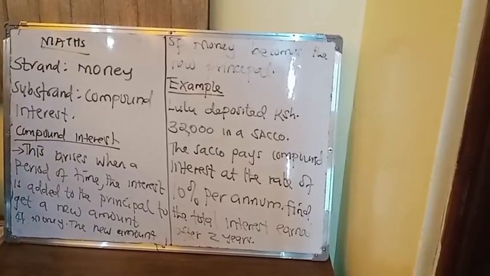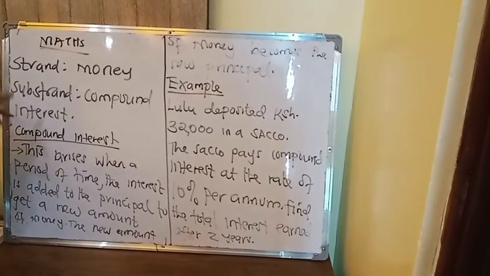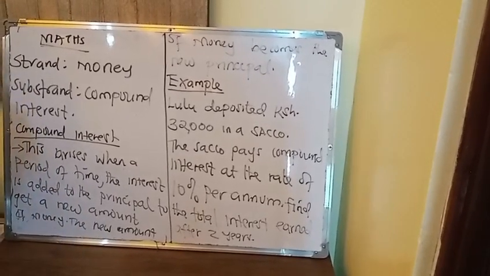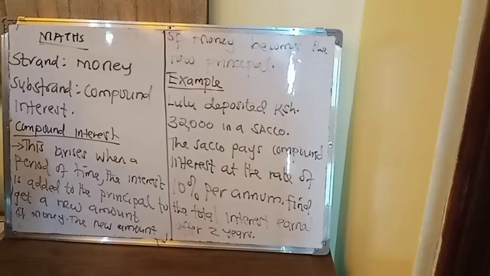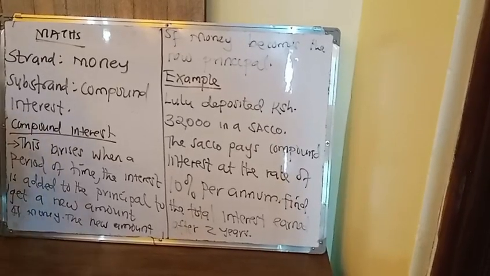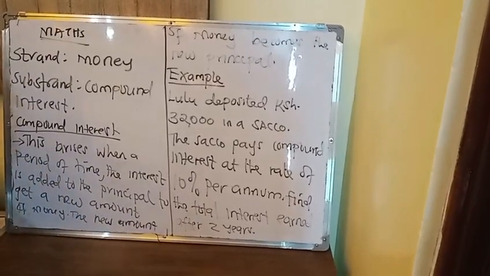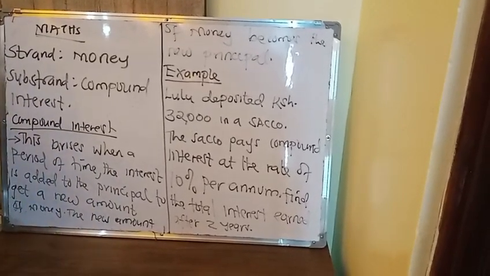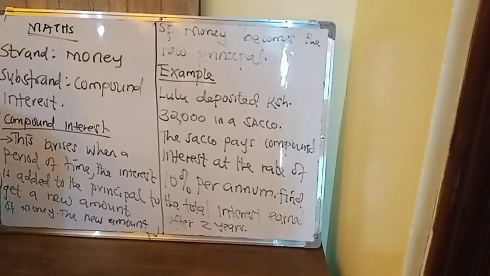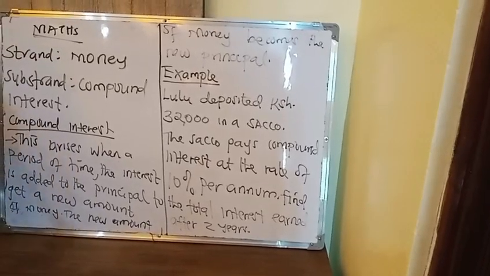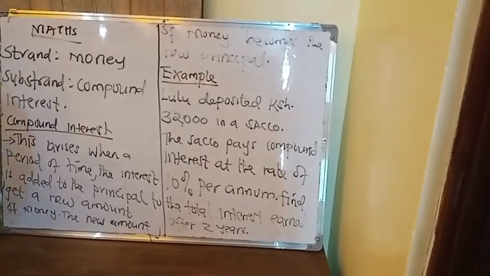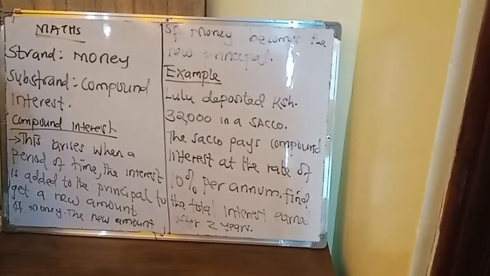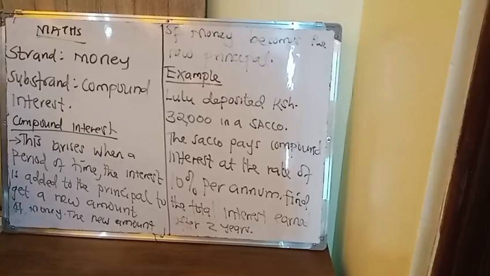So we are going to introduce a new subtopic, which is compound interest. Compound interest is whereby, if you are given years like 1 year, 2 years, you do each year alone, and the principal starts from the first principal. The second interest, you add it to the first principal, and that becomes the next principal. So that's why we said it is compounded.